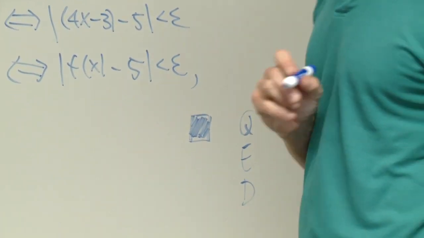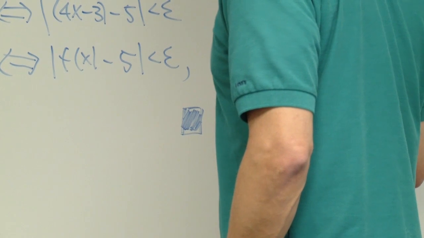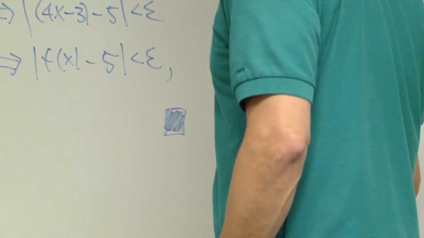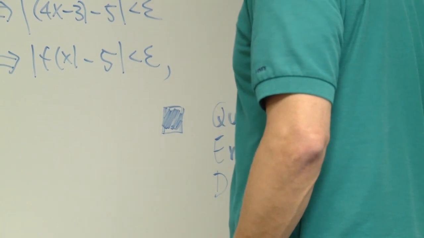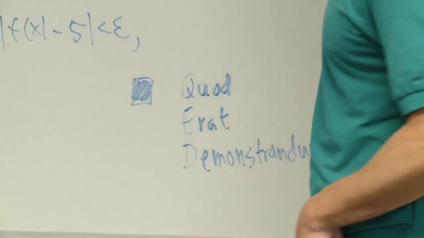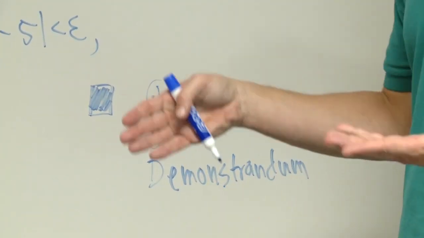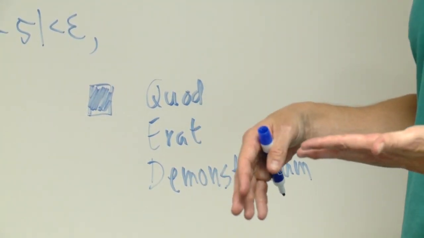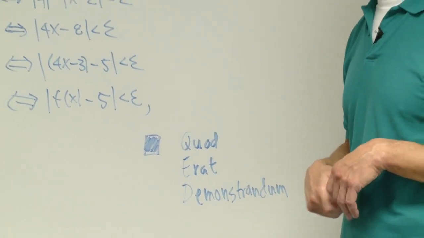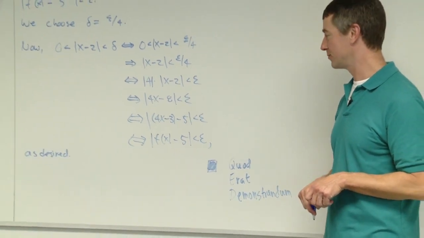It's not an easy question. Quod erat demonstrandum, which is Latin for that which was to be shown, that which was to be demonstrated. In other words, this is what we meant to demonstrate, this is what we meant to prove, this is what we meant to show.